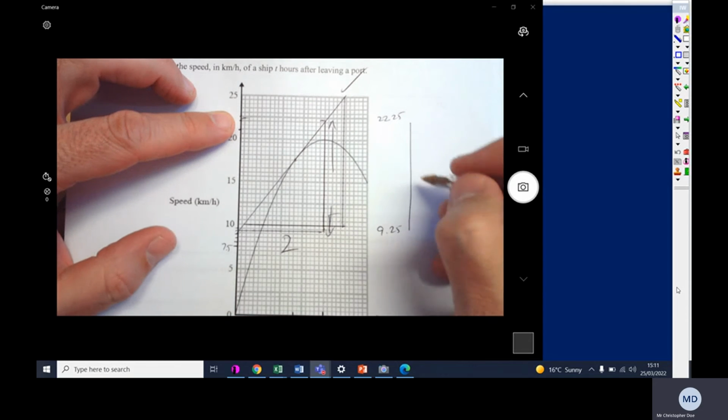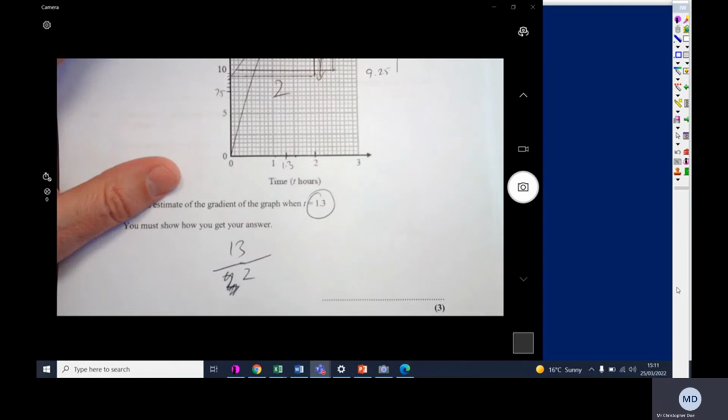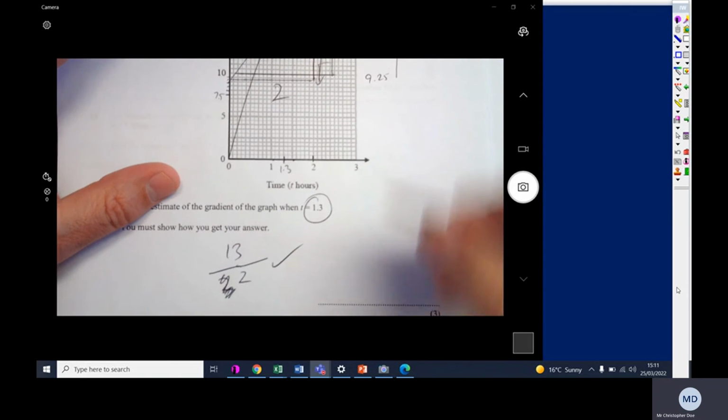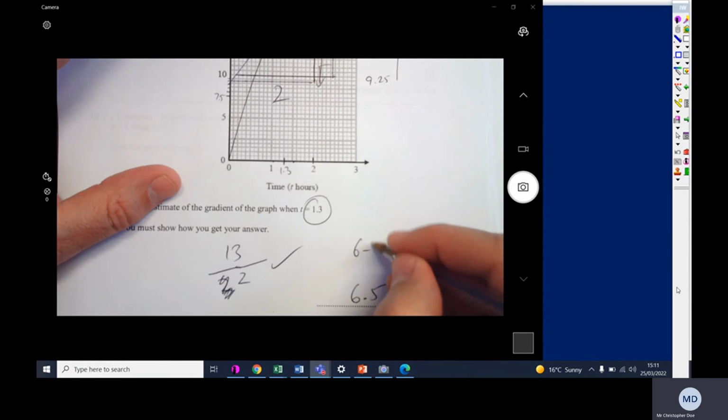I'm doing a subtraction. I've got 13 divided by 2. So for me, the answer is 13 over 2 gets a mark, and the answer 6.5. I think the range you had to have was between 6 and 7.